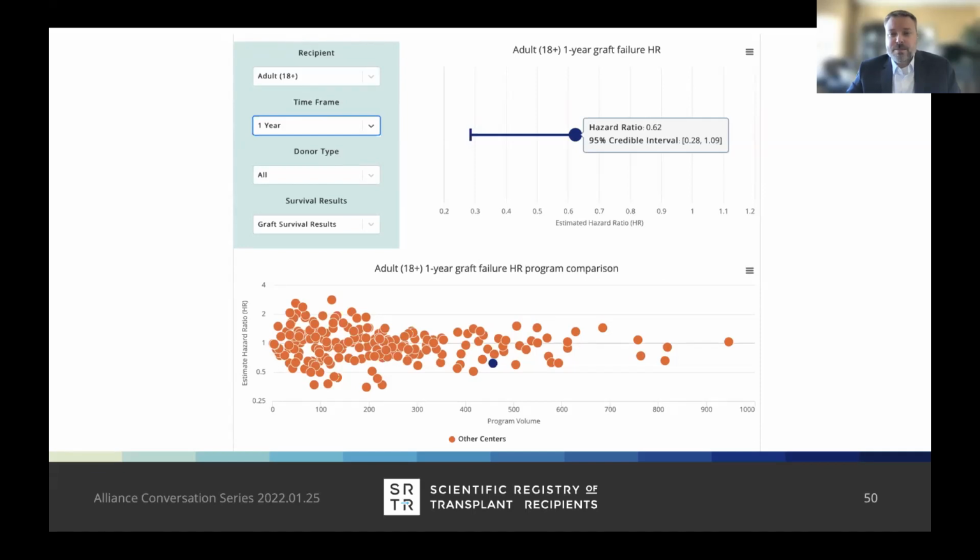So you can see what your evaluation is, and then at the bottom, how you stand in relation to your peers. In this example, this program's first year graft failure rate was a 0.62 hazard ratio. So you look at the difference between that and 1. Remember, 1 would be national average. So this one is 38% lower. 1 minus 0.62 is 0.38, 38% lower. And you can see that reflected below in the plot, where they are on the better side of the equation for post-transplant failure rates.